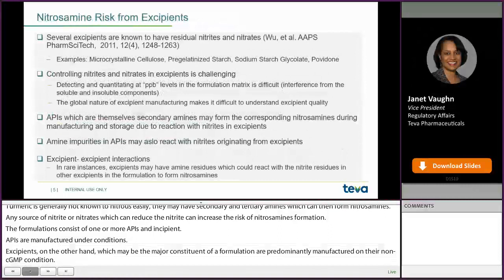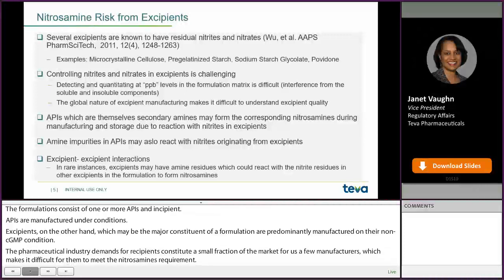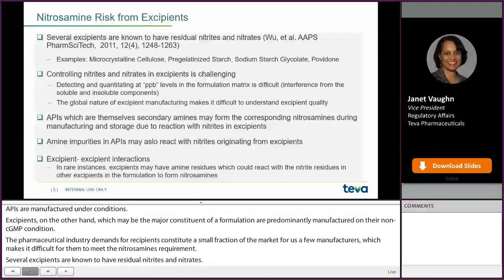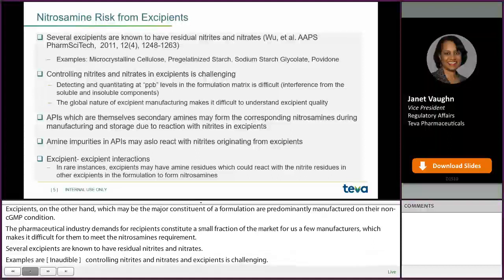Several excipients are known to have residual nitrites and nitrates. Examples are microcrystalline cellulose, pre-gelatinized starch, sodium starch glycolate, and povidone. Controlling nitrites and nitrates in excipients is challenging because detecting and quantitating at parts per billion levels in the formulation matrix is difficult. There might be interference from the soluble and insoluble components. The global nature of excipient manufacturing also makes it difficult to understand excipient quality.